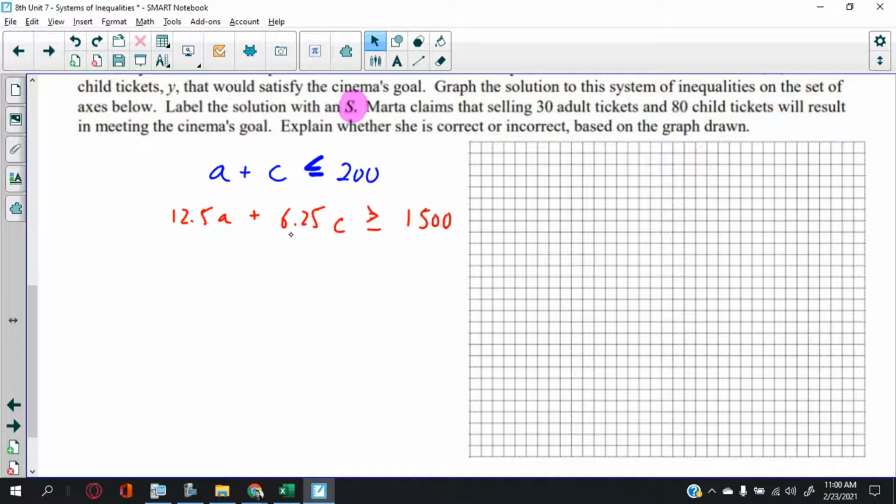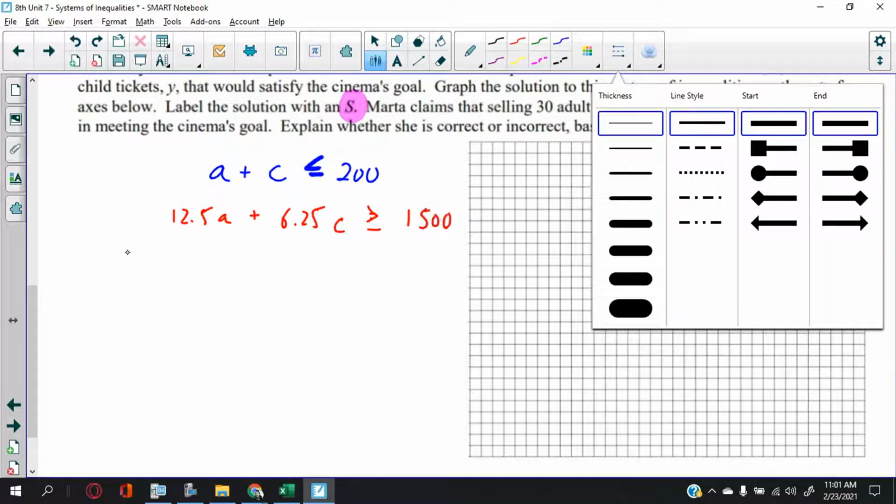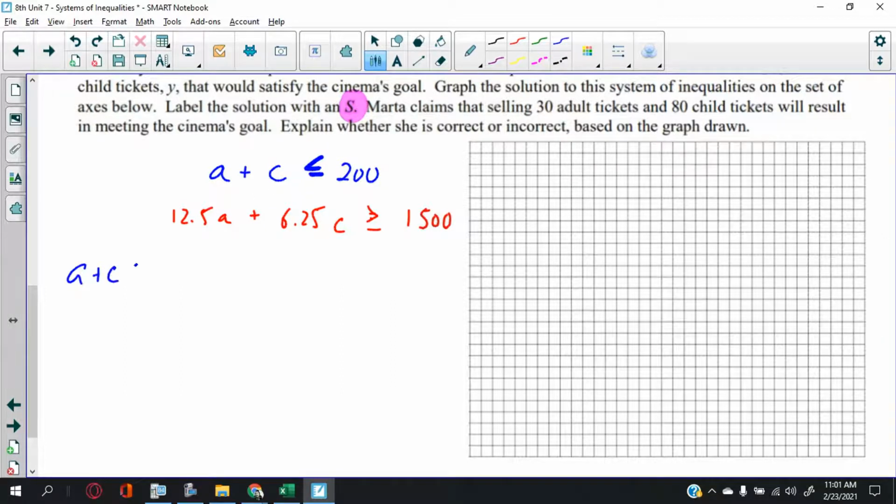Okay. So let's see. You know what? We can still go with this. All right. So let's say I want to solve for c. We're going to use c as the letter y in this case. So here we've got a plus c is less than or equal to 200. Subtract a. So c is less than or equal to 200 minus a.